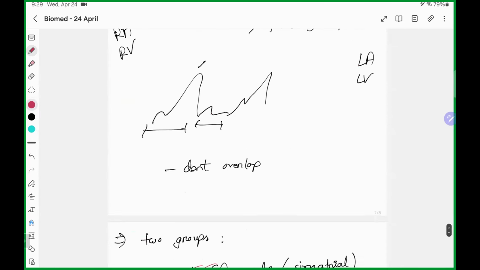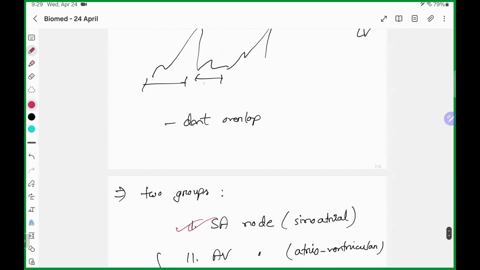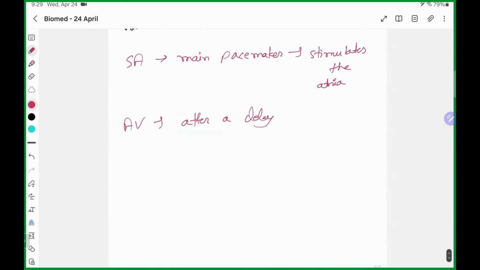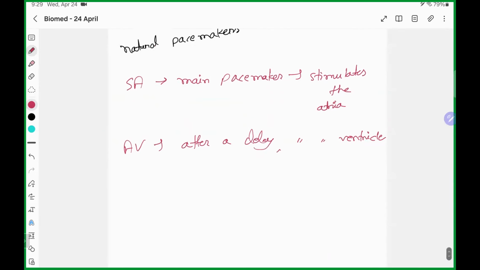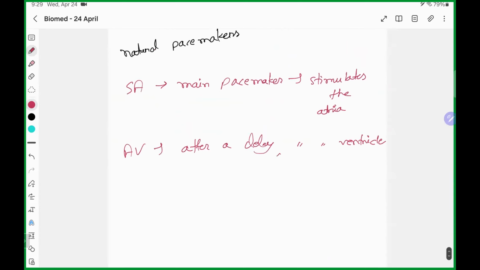This AV node, after a delay, okay, you will see there is a delay. There is a delay period, and this delay period is important because that's where our analysis will come. After a delay, they actually stimulate the ventricle. So there are two pacemakers, SA and AV node.